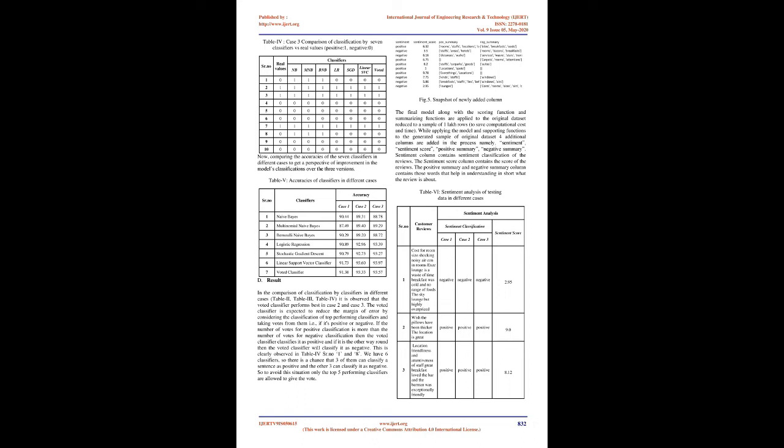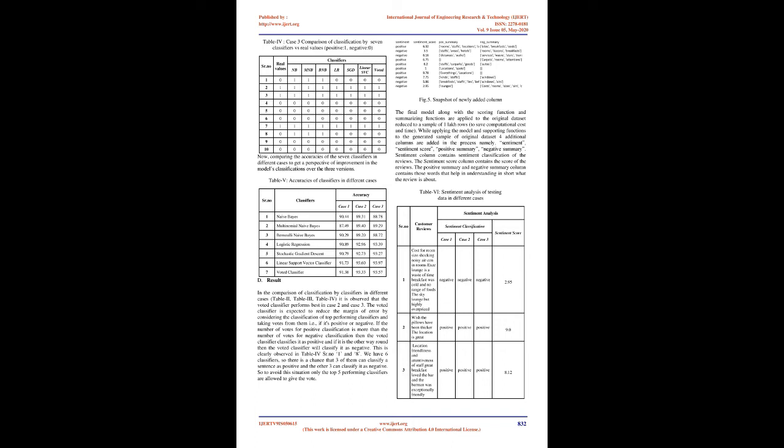The voted classifier is expected to reduce the margin of error by considering the classification of top-performing classifiers and taking votes from them, i.e., if it's positive or negative. If the number of votes for positive classification is more than the number of votes for negative classification, then the voted classifier classifies it as positive, and if it is the other way round, then the voted classifier will classify it as negative. This is clearly observed in Table 4 Sr. No. 1 and 8.